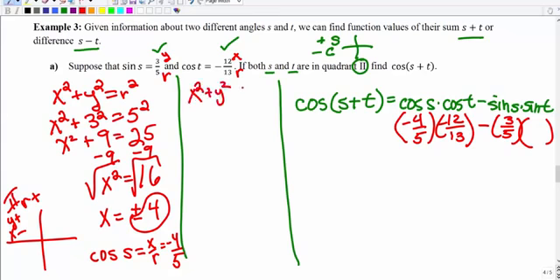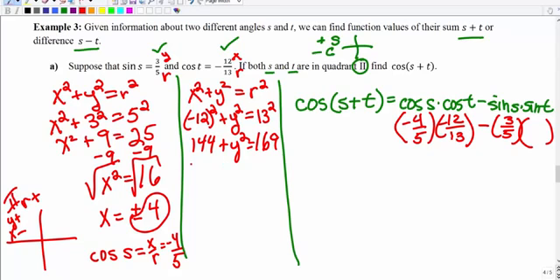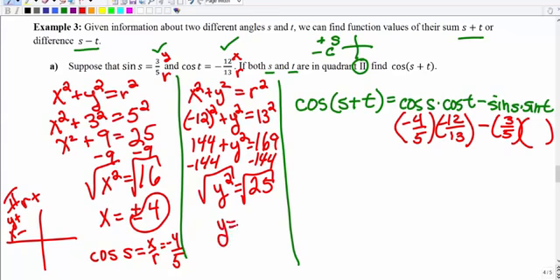Once again, we're going to use our Pythagorean theorem to solve. So the x value would be negative 12. We're going to square that, plus y squared, and then we know that r is 13. So negative 12 squared would be 144, plus y squared. 13 squared would be 169. We're going to solve for y, so we'll subtract 144 from both sides to get that y squared is equal to 25, and we're going to take the square root of both sides. So we have y is equal to plus or minus 5.